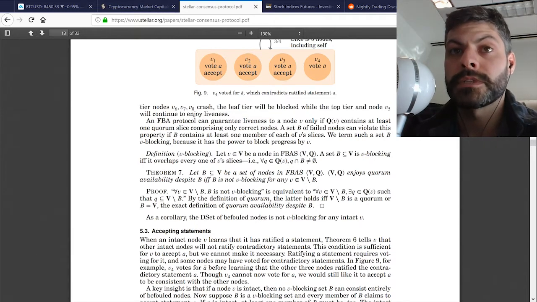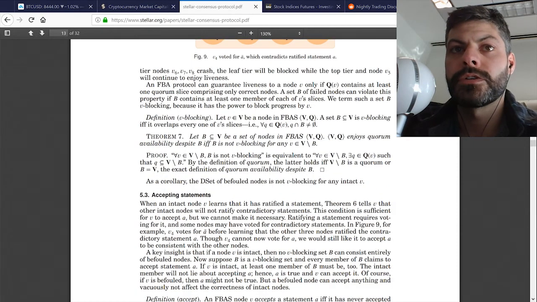Let B ⊆ V be a set of nodes in FBAS ⟨V, Q⟩. The tuple ⟨V, Q⟩ enjoys quorum availability despite B if and only if B is not v-blocking for any v ∈ V \ B. See proof below on page 13. As a corollary, the set D of befouled nodes is not v-blocking for any intact v.